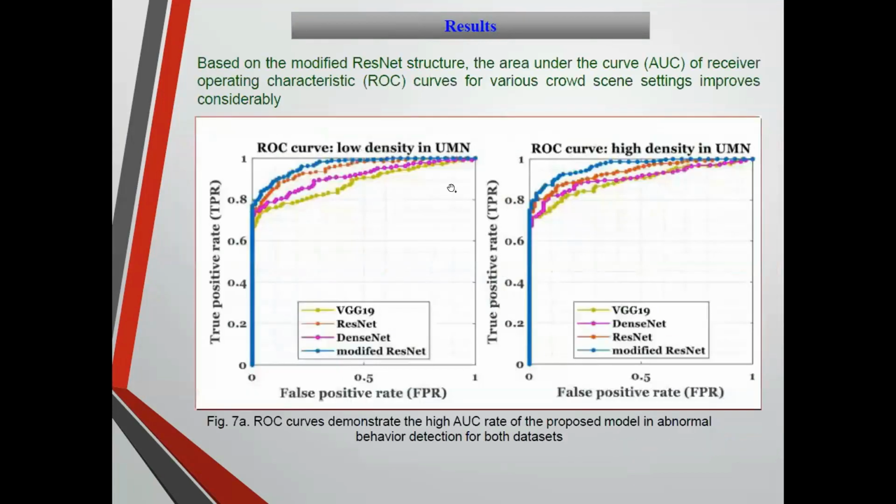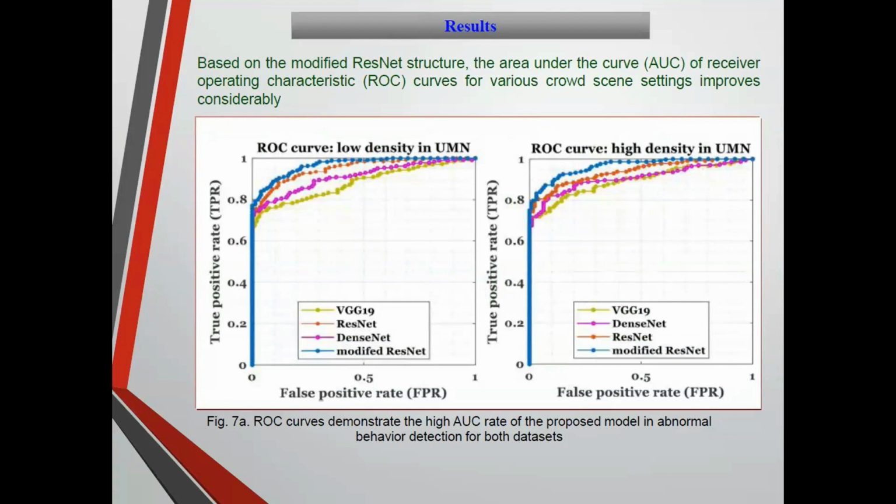And based on the modified residual neural net model, the first part is AUC, area under the curve. Another one is the receiver operating characteristic, that means ROC. These are the 2 parameters. One is the area under the curve of the receiver operating characteristic, the ROC curve, which for various crowd settings improves considerably in this case.